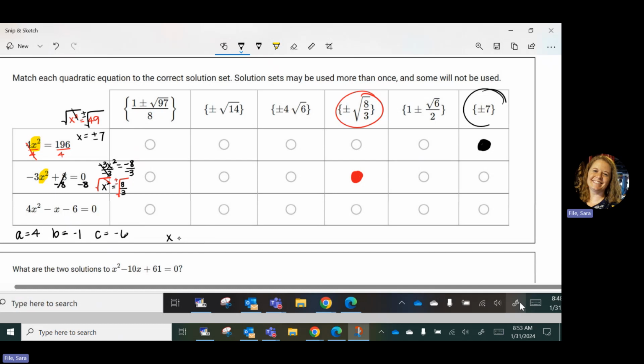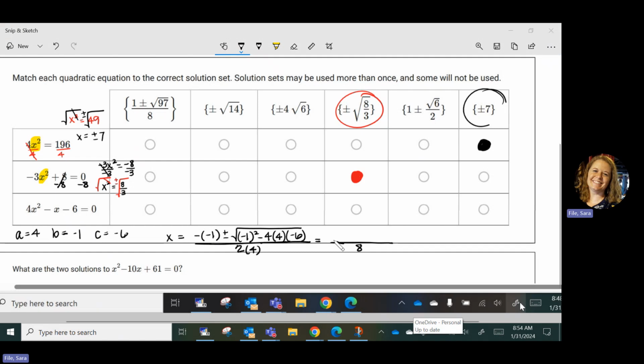Again, remember this is x is equal to negative b plus or minus the square root of b squared minus 4ac all over 2a. Okay, and then we need to reduce, simplify a little bit. So my denominator is just 8.